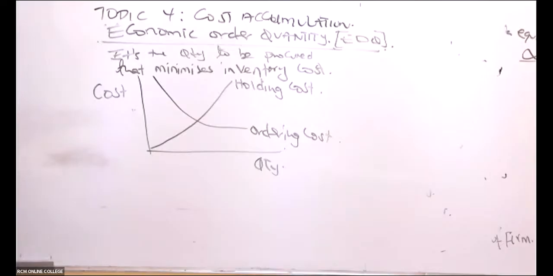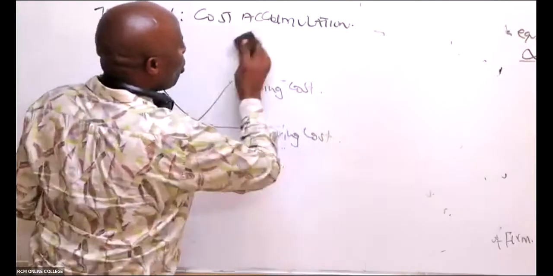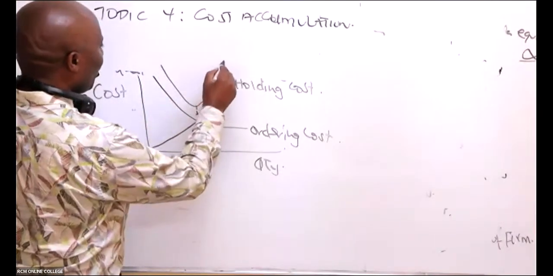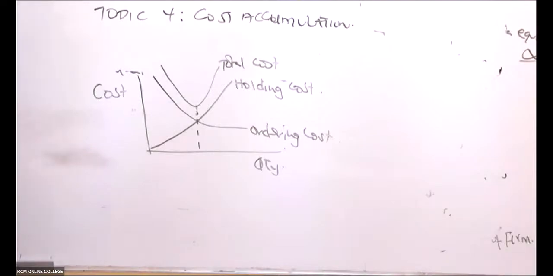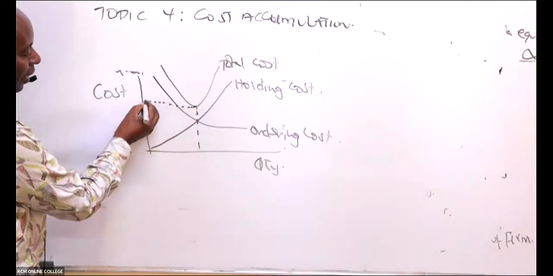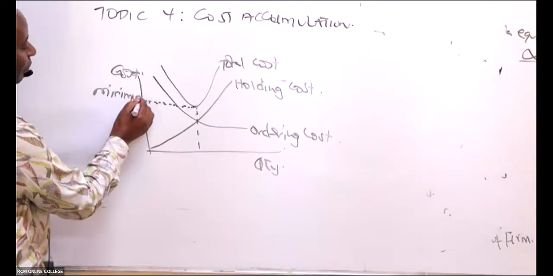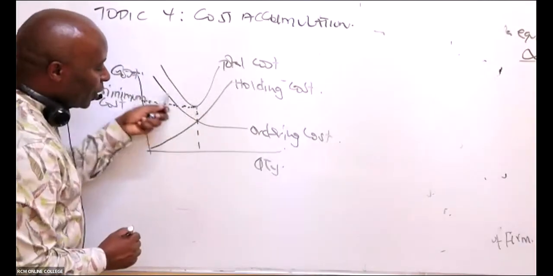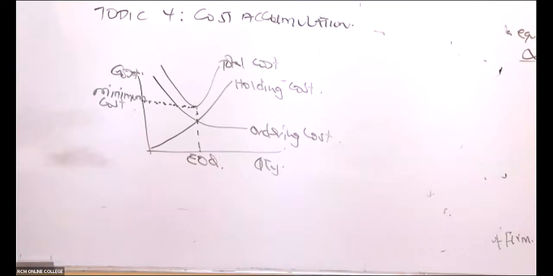And then if I plot the total cost profile, this is how the total cost profile will look like. What am I able to say about this total cost? That it is minimum here. So we have here minimum cost. And that particular quantity which minimizes this total cost is what we call the economic order quantity.